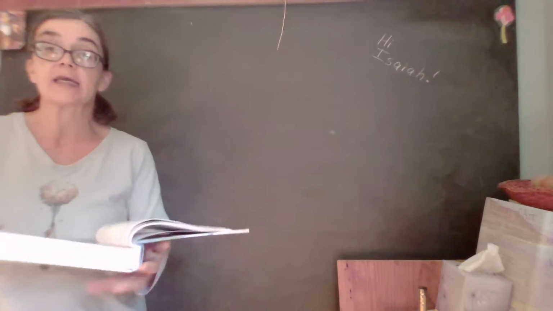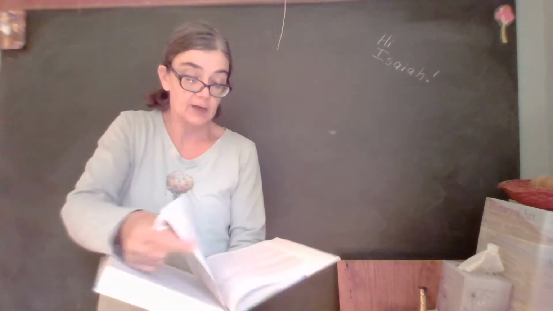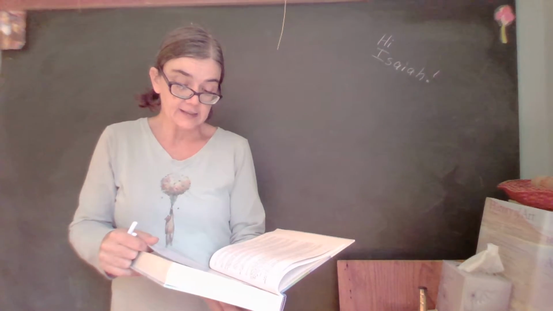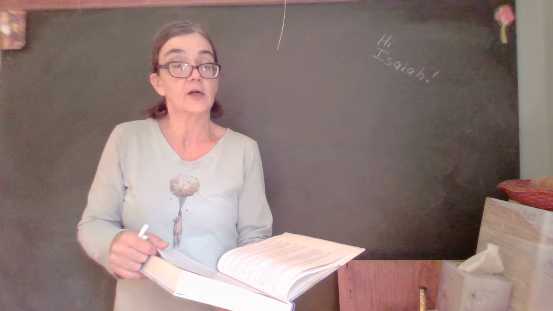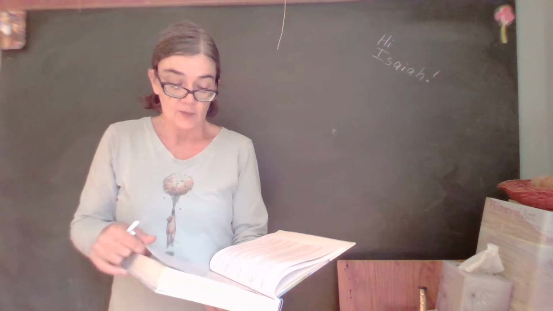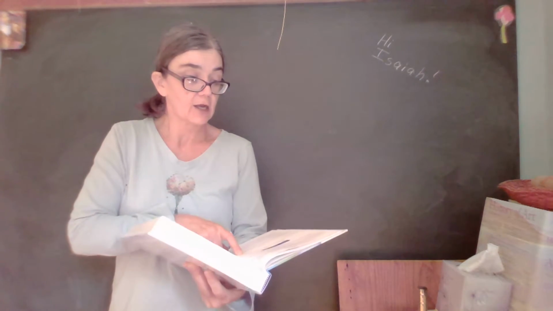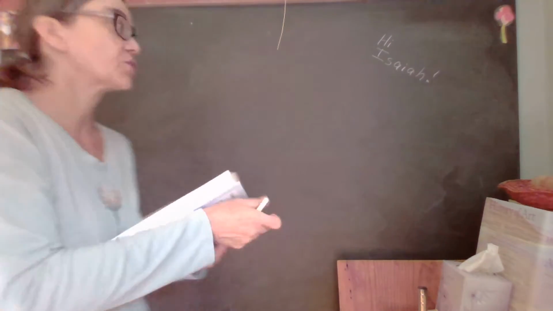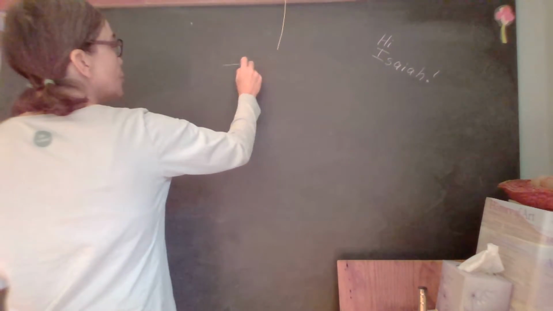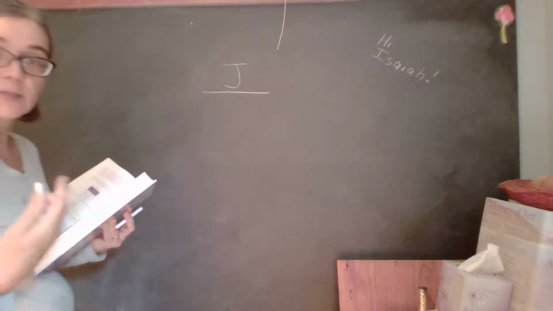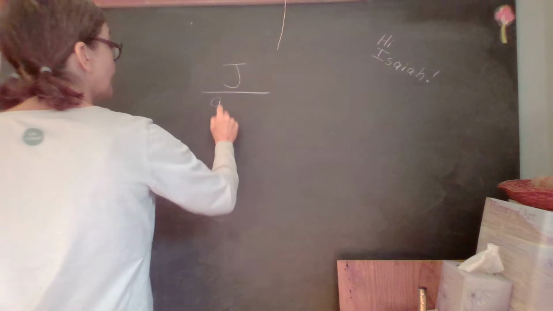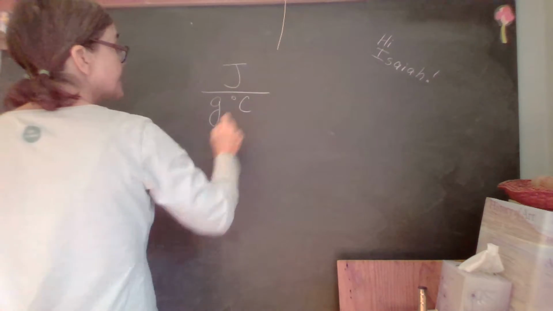So specific heat, as is defined on the bottom of page 49, is the amount of heat necessary to raise the temperature of 1 gram of a substance by 1 degree Celsius. Okay? So it's going to be expressed in these units: joules, which we said was a measure of energy, per gram degree Celsius.